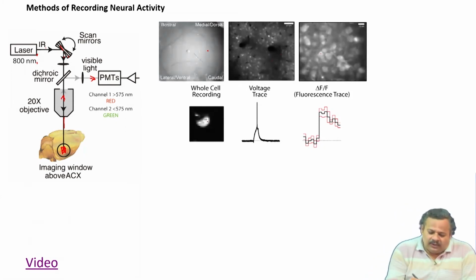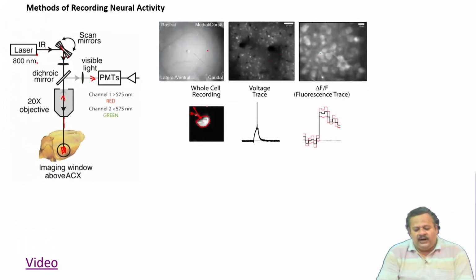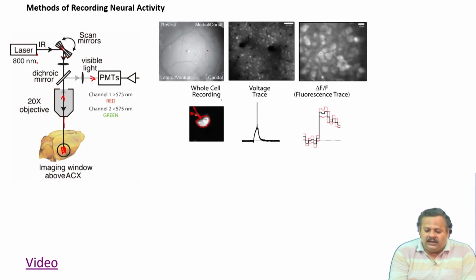So here is an example where a whole cell recording is being performed. Here is the pipette with that dye. This is a neuron that is filled up with the dye, and in parallel the imaging as well as a voltage recording is being done in the current clamp mode. And so with a current pulse at this location, an action potential is produced in the neuron.